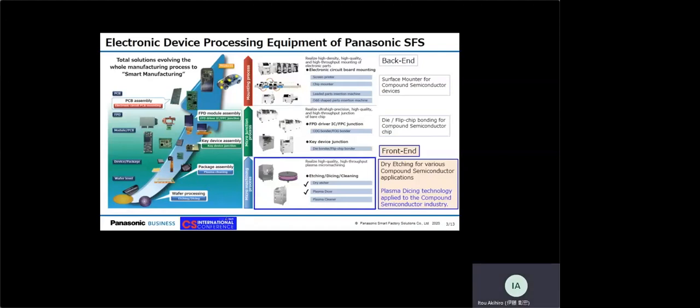In the field of compound semiconductor devices, Panasonic supplies surface mounters as well as die and flip chip bonders in the back end. In the front end, Panasonic supplies dry etching equipment for various compound semiconductor applications. In this presentation, I will explain Panasonic plasma dicing technology applied to the compound semiconductor industry.